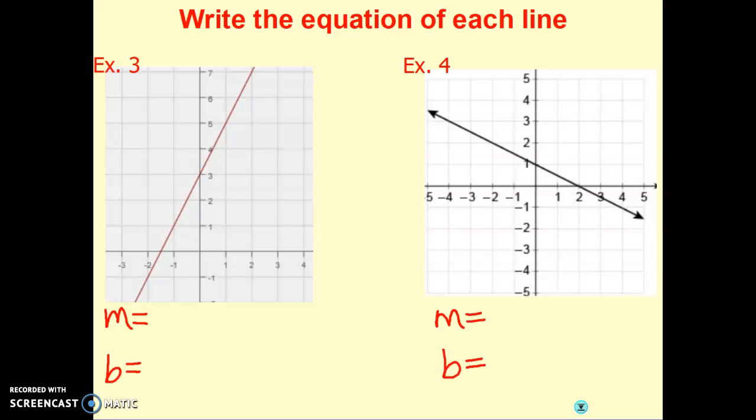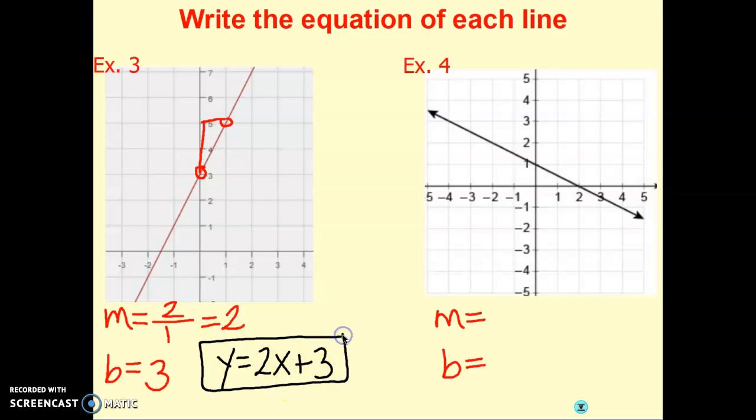For example 3, hopefully you began at 3 for your y-intercept. Here would have been the next nice point. So I could count the rise as 2 and the run is 1. So up 2 over 1 just gave me a slope of 2. When I put that into y equals mx plus b form, then I get this linear equation.